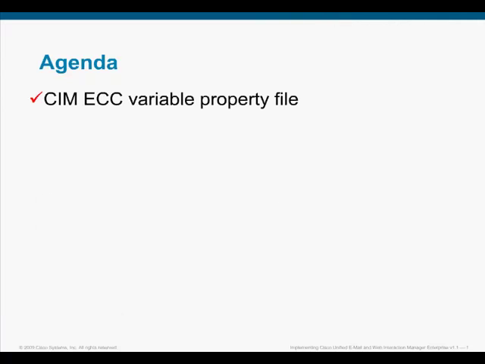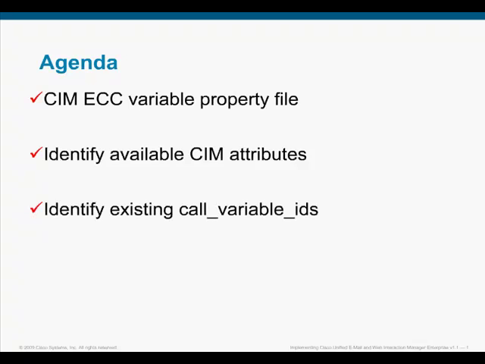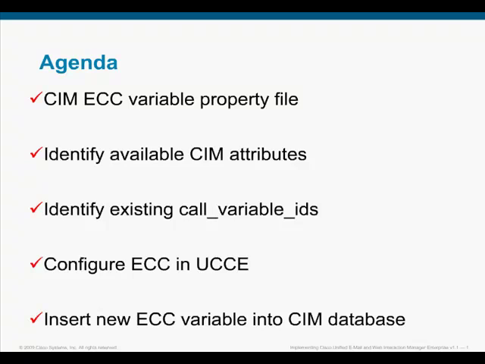In this module, we'll first discuss CIM's ECC Variable Property File. The next discussion will be identifying the available CIM attributes. Next will be to identify the existing call variable IDs used in CIM. Next, we'll configure our ECC variables in UCCE. And then as a final step, we'll insert our new ECC variables into the CIM database.